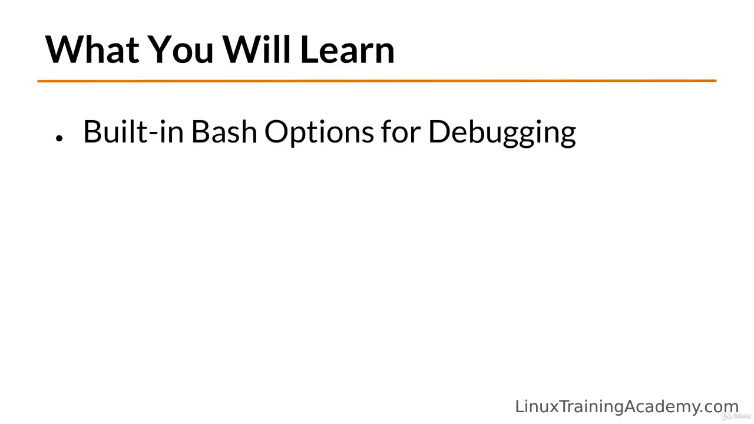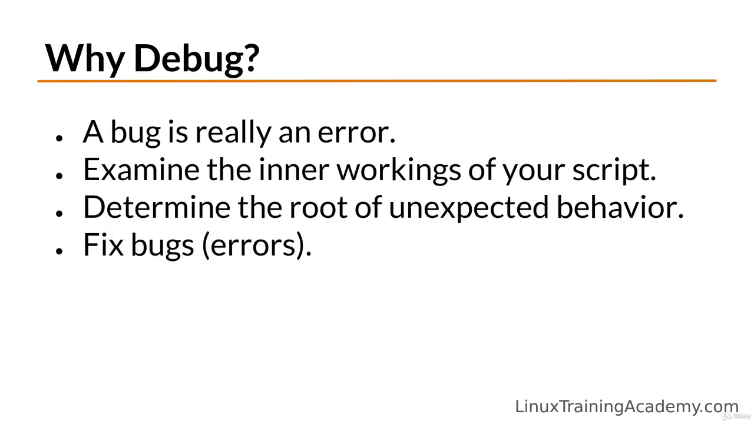In this lesson, you will learn about the options built into Bash that will help you find and fix errors in your shell scripts. A software bug is an error in a computer program that causes it to produce an unexpected or incorrect result. Most of the bugs are actually mistakes in the program's code or in its design.